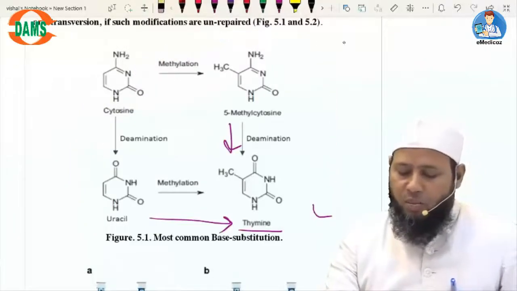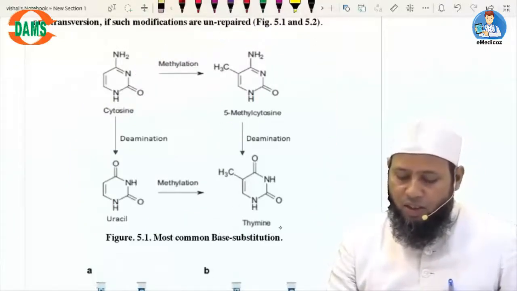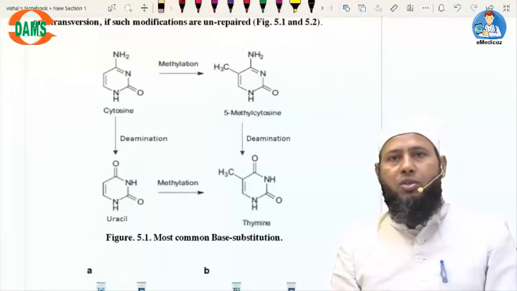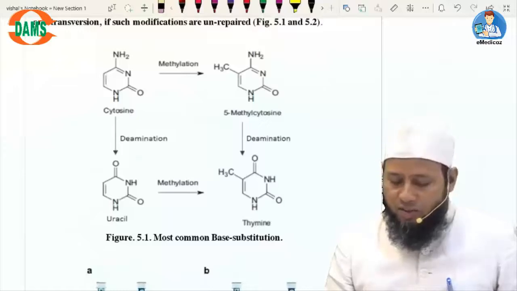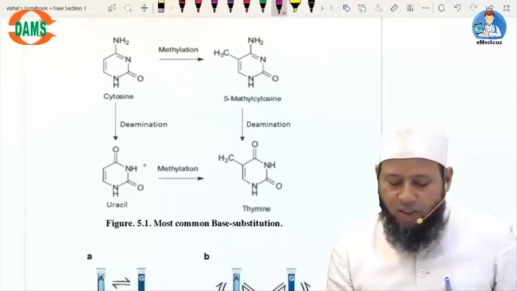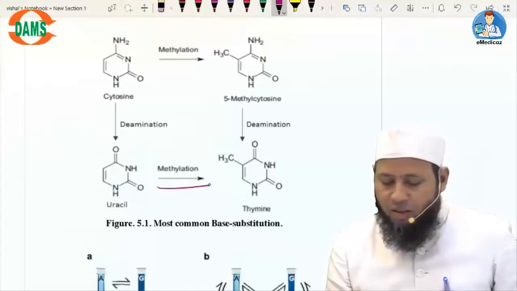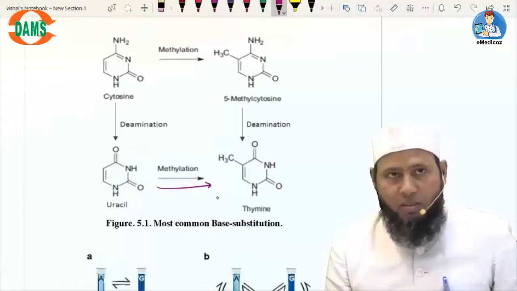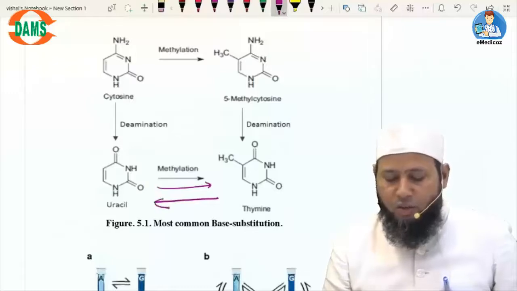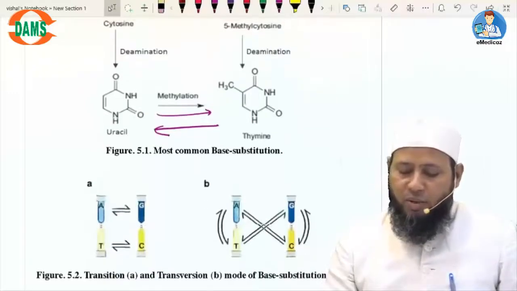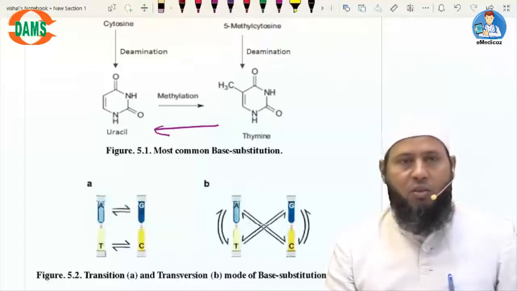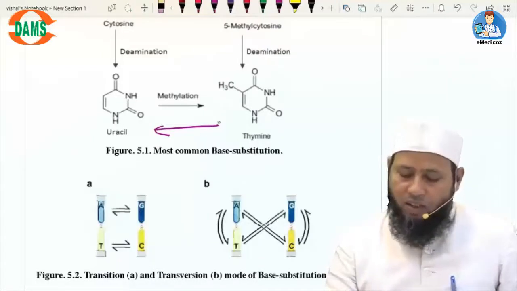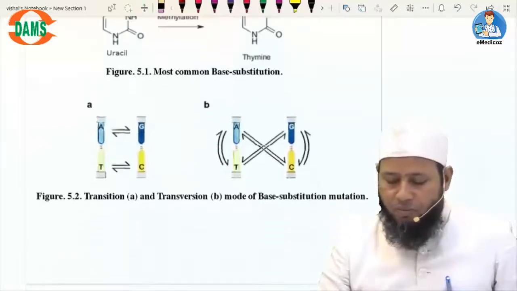So if we say that because of alkylation or methylation and deamination, a cytosine can result in thymidine or thymine as well as uracil. Similarly, a uracil can convert into thymine, and similarly the thymine can result in uracil also. If the thymine undergoes demethylation, it will result in the uracil. So that can also happen.